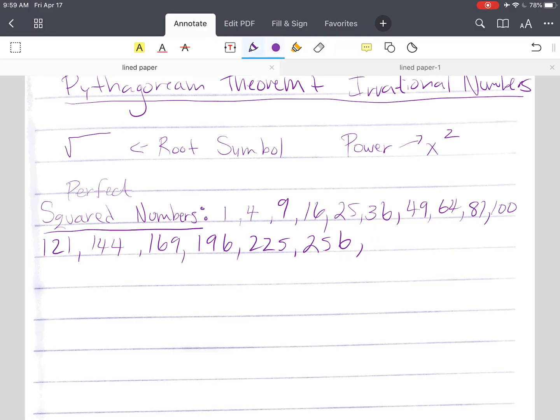I'll stop there. But, as I said, if you see one of these numbers and it has to do with square roots or whatever, or powers, just know that these are all perfect squares. 1, 4, 9, 16, 25, 36, 49. And that's because 1 times 1, 2 times 2 is equal to these numbers, okay?